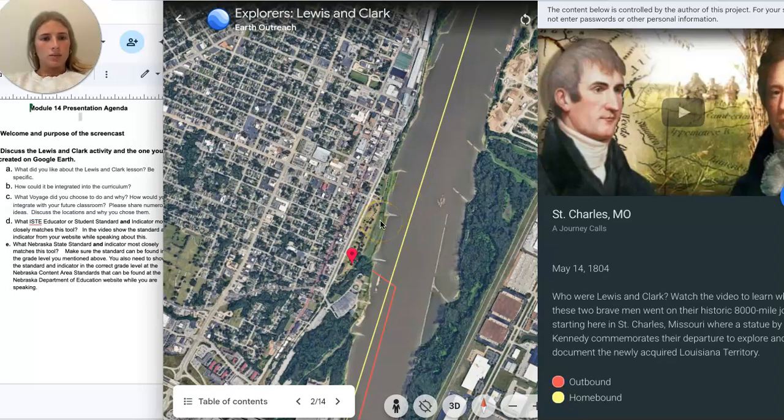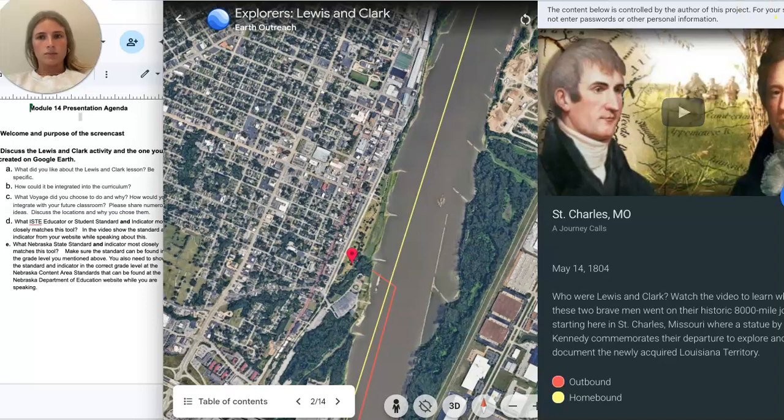And then I never really knew that you could create a lesson on Google Earth, so I thought that was impressive as well. And then I also liked that the type of videos that were shown were interesting, and I like how the map showed where they went and the important places that they stopped.